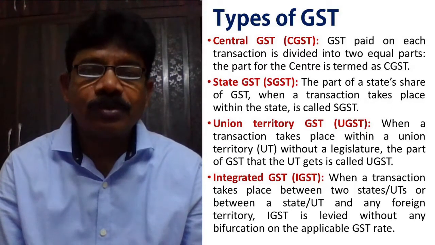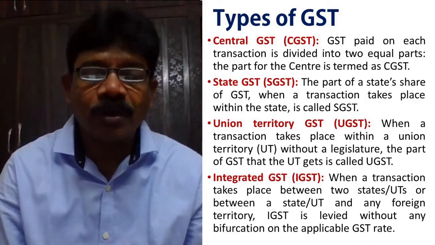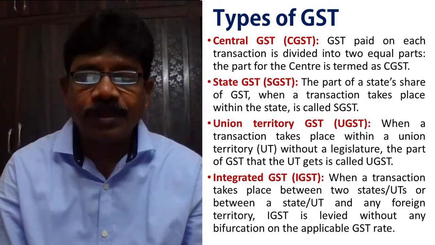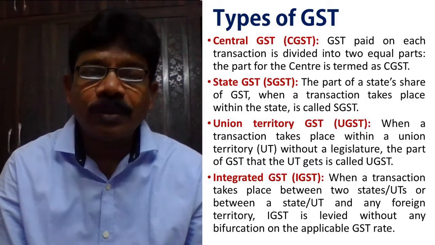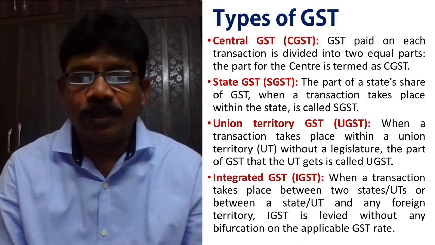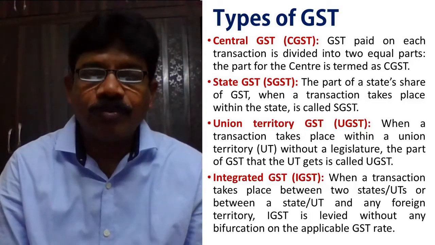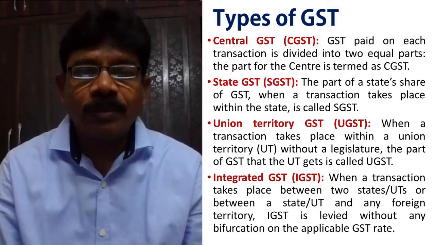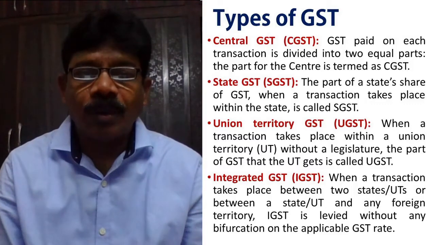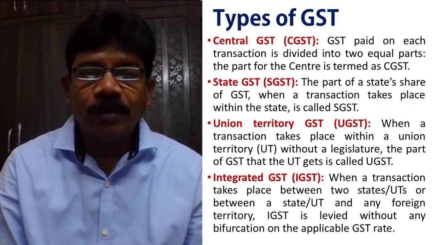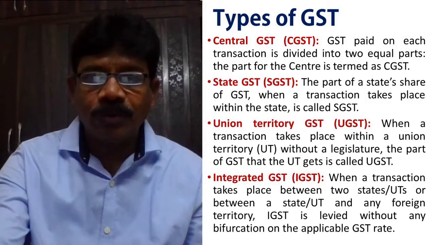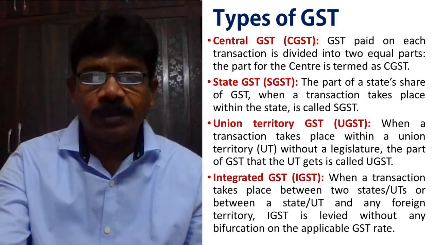And union territory. So this tax, like SGST, is called UGST when it is imposed in union territories. Integrated GST is imposed on goods which were transferred from one state to another state. Then IGST is payable to the central government, and the central government will pay back to the states according to the proportions. And recently, the Government of India disbursed the IGST amount to all state governments. So there are four types of GST.